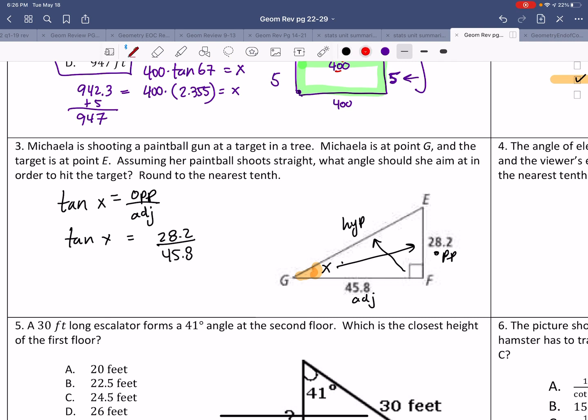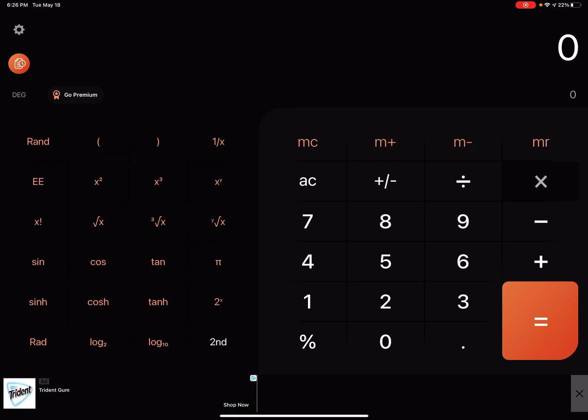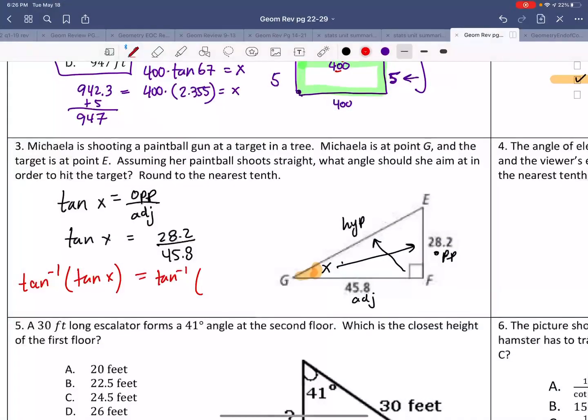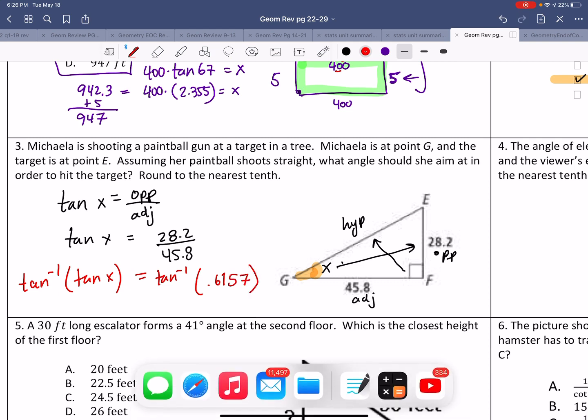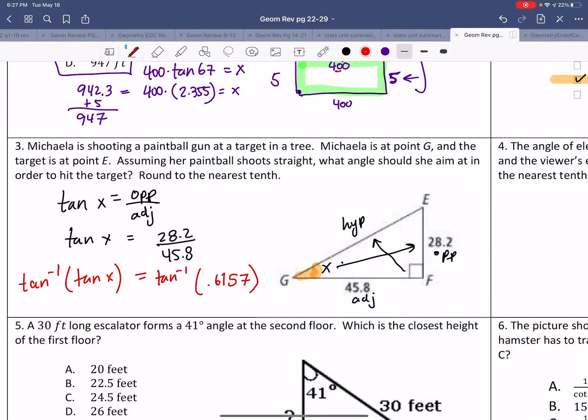Now to find the missing angle, we need that missing angle button on our calculator. We have to find the inverse tangent of this fraction, 28.2 divided by 45.8. We get 0.6157. Now I'm going to do that inverse tangent, so I'm going to hit second tangent. I get 31.6. So the measure of angle X is 31.6 degrees. I look in the picture and say, that looks about right. I think that's a pretty good looking answer.